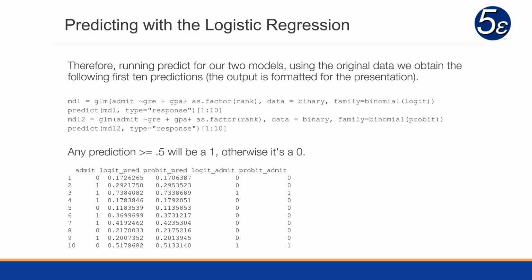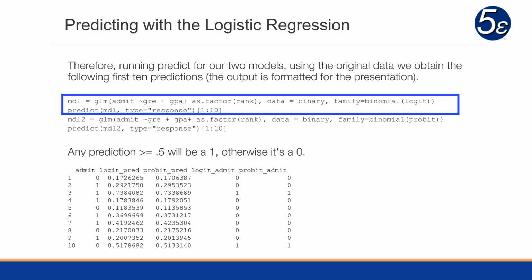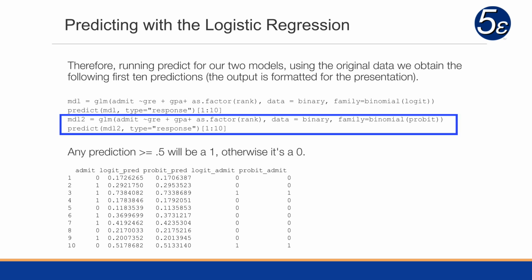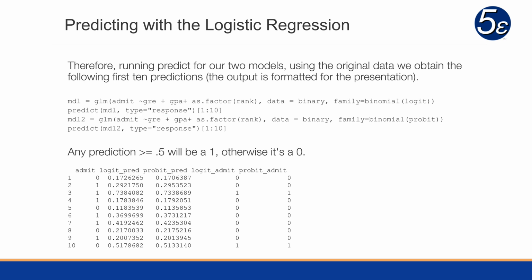Therefore, running predict for our 2 models, using the original data, we obtain the following first 10 predictions. So we ran model 1 here using the Logit, and we ran model 2 using the Probit. In between each, we basically ask for the prediction based on that model. Any prediction greater than or equal to 0.5 will be a 1, otherwise it's a 0. So here, we've created this data frame so that we can see what it looks like.